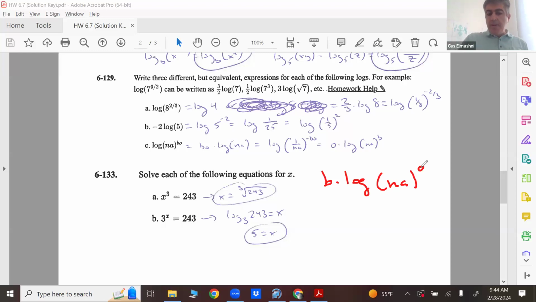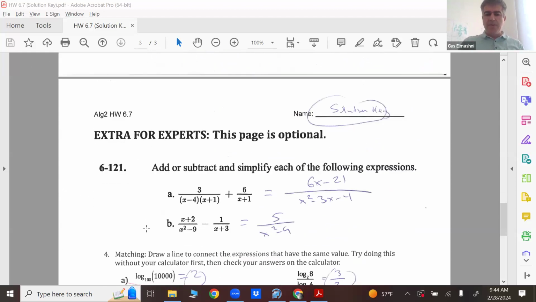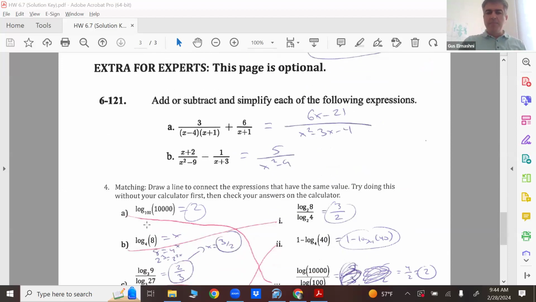For 6.133, you can cube root. I don't know if that is some nasty decimal. Just punch your calculator. Perfect, good. And for part B, that's just 5. X is 5, because 3 to the 5th power, if you use your fingers, 3, 9, 27, 81, 243. And that's as far as I wanted you guys to get. This is just old stuff.